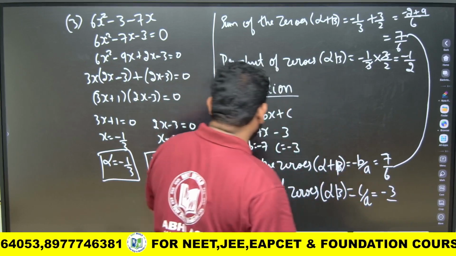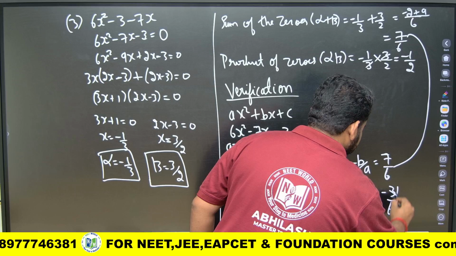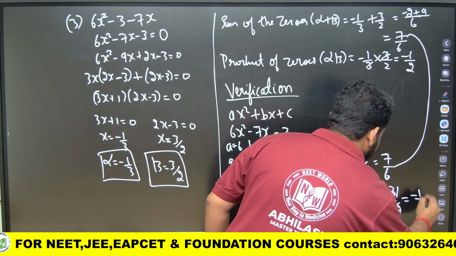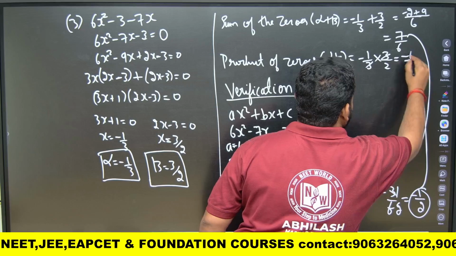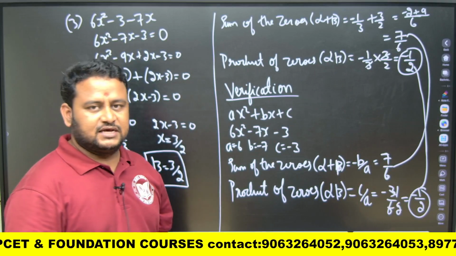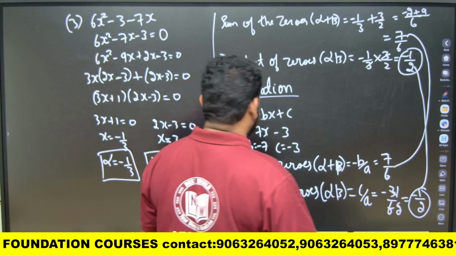A, the value is 6. So three ones are three, three twos are six. So what will I get, friends? I will get minus 1 by 2. This is nothing but the same as this, minus 1 by 2. So it is verified. Sum of the zeros and product of the zeros are verified. Clear? That's all with respect to this question.